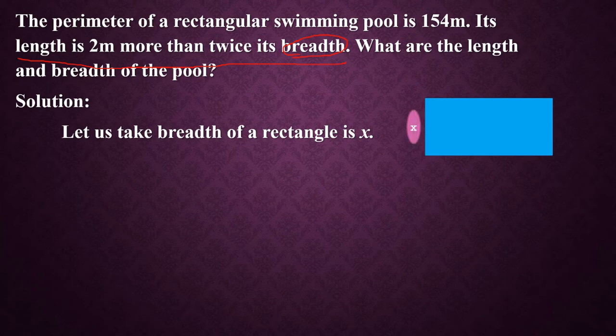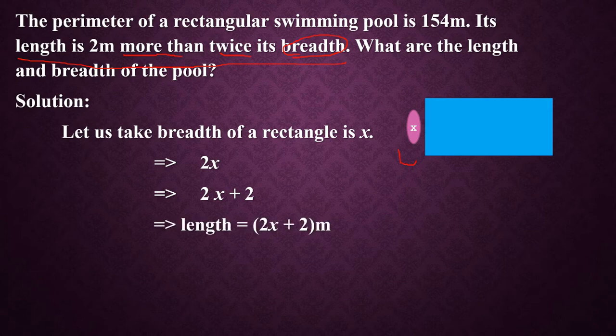Next, in the question they have given twice its breadth. Length is 2 meters more than twice its breadth. Breadth we have taken as x. So twice means 2 times, so we can take that as 2x. Next, they have given length is 2 meters more than twice. Twice we have used, that is 2x. So 2 meters more than, so we have to add. So 2x plus 2. So now the length is 2x plus 2 meters.